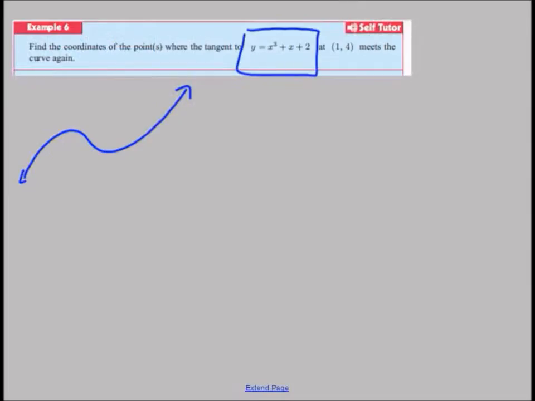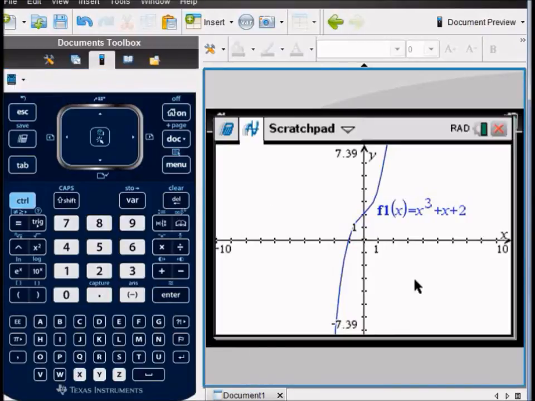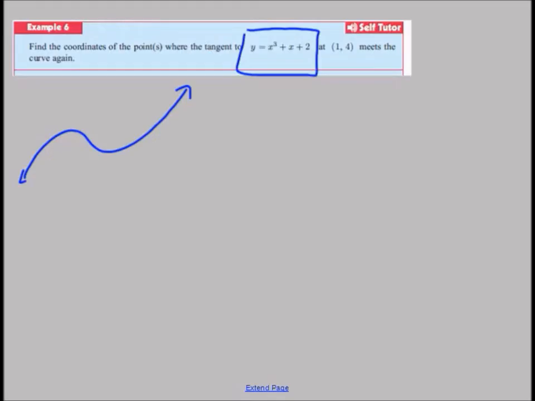All right, our question is asking, we're looking at the point 1, 4. So let's find that point on our graph. We can pick out the point 1, 4 on here. There's 1, 2, 3, 4. Point 1, 4. All right, that's what the graph looks like. Okay, so find the coordinates of the point where the tangent meets the curve again.